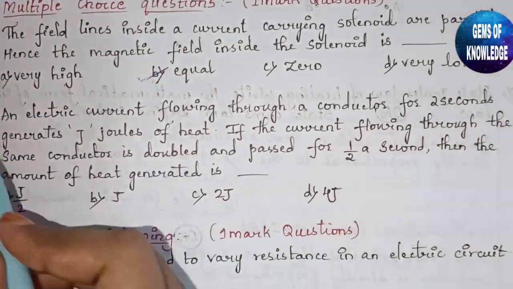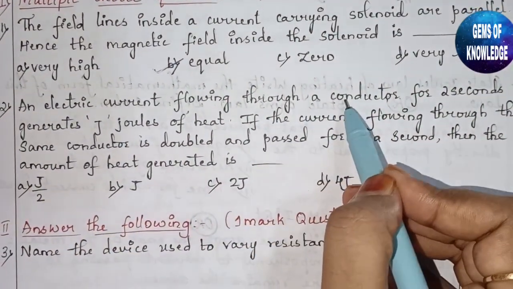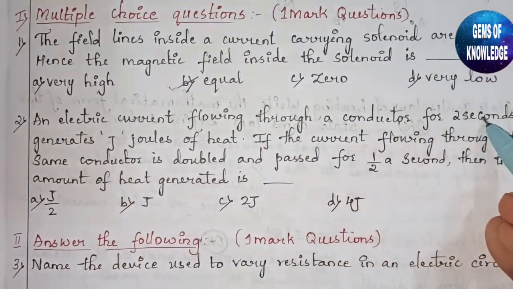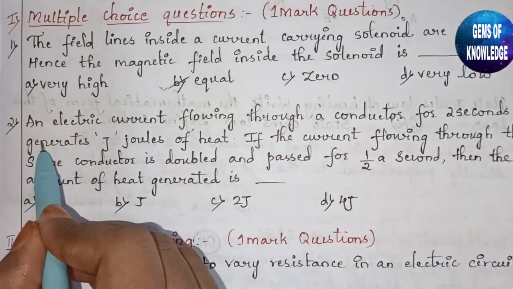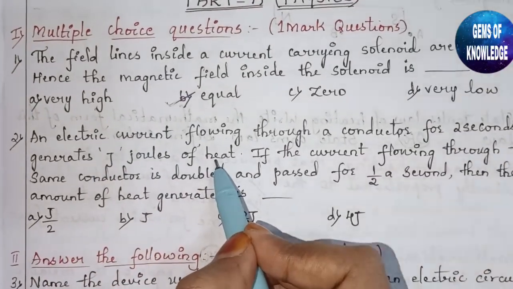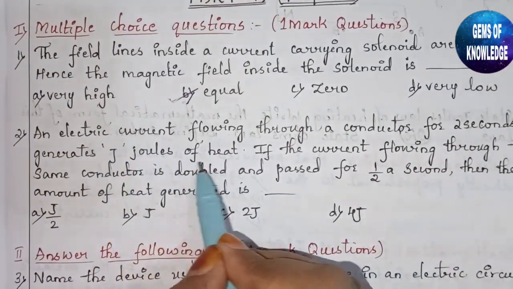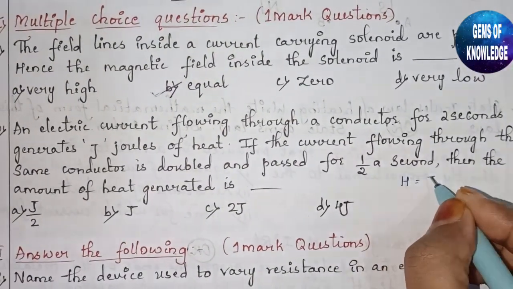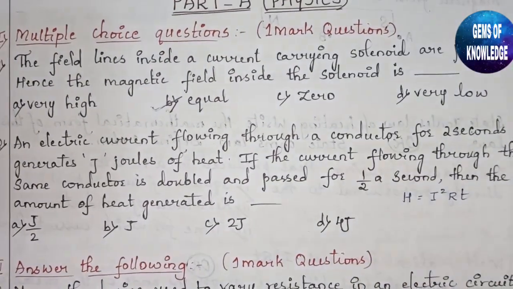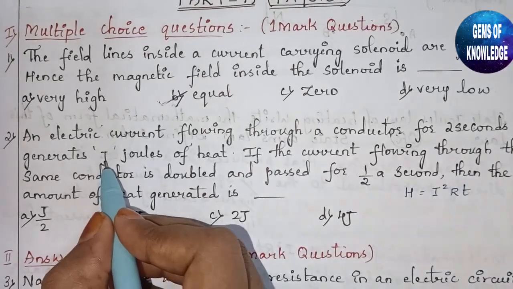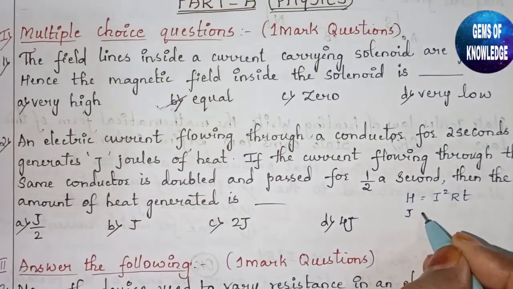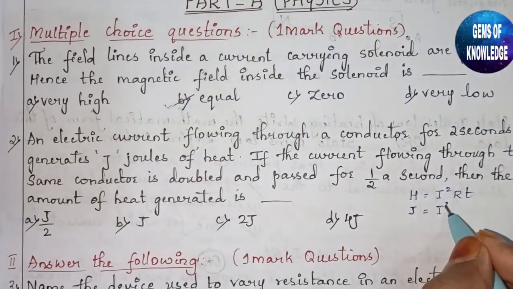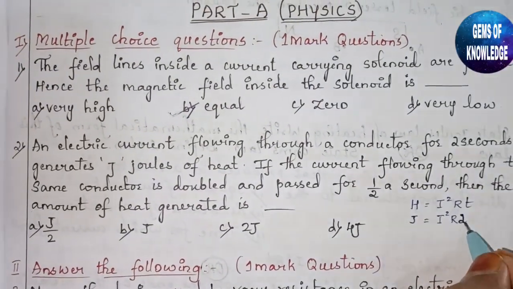Next, an electric current flowing through a conductor for 2 seconds generates J joules of heat. As soon as we see J joules of heat, we should remember the formula H = I²RT, and it produces J joules in 2 seconds, which means I²R, and this T is 2.